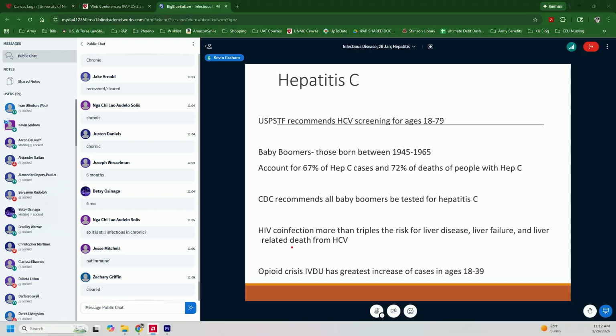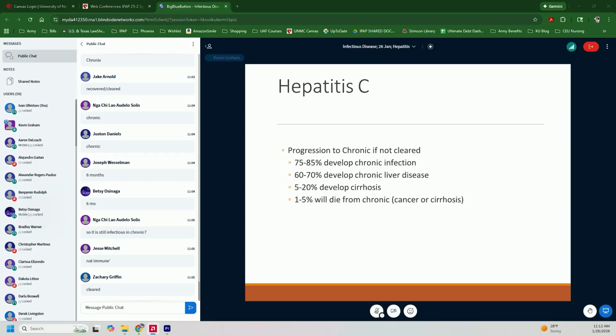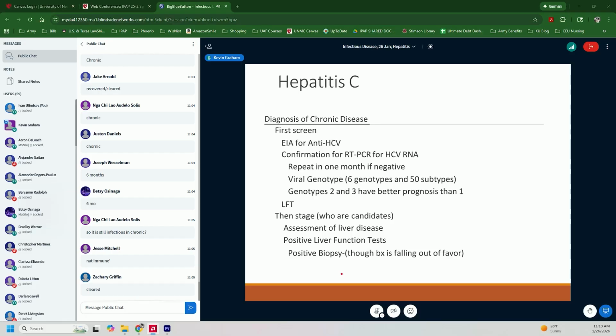All right, the USPSTF recommends hepatitis C virus screenings for those individuals between 18 and 79 and baby boomers. It's a very common thing to have all baby boomers screened at least once in their life for hepatitis C. Lots of progression to chronic hepatitis if it's not cleared, especially if it gets into that cirrhotic stage or produces a situation where cancer is a little bit easier to handle.